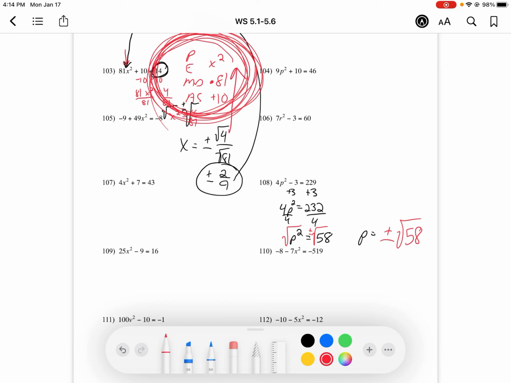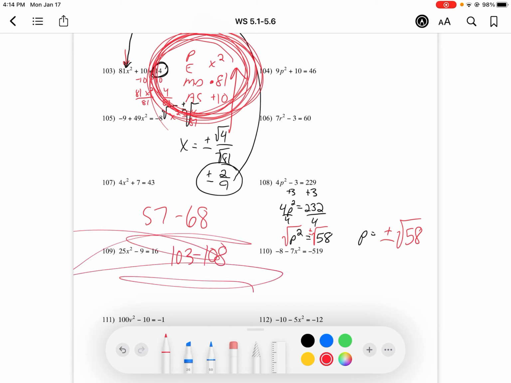Alrighty, so we're doing numbers 57 to 68 from the last set, and then 103 to 108. All righty. You go. You got this.